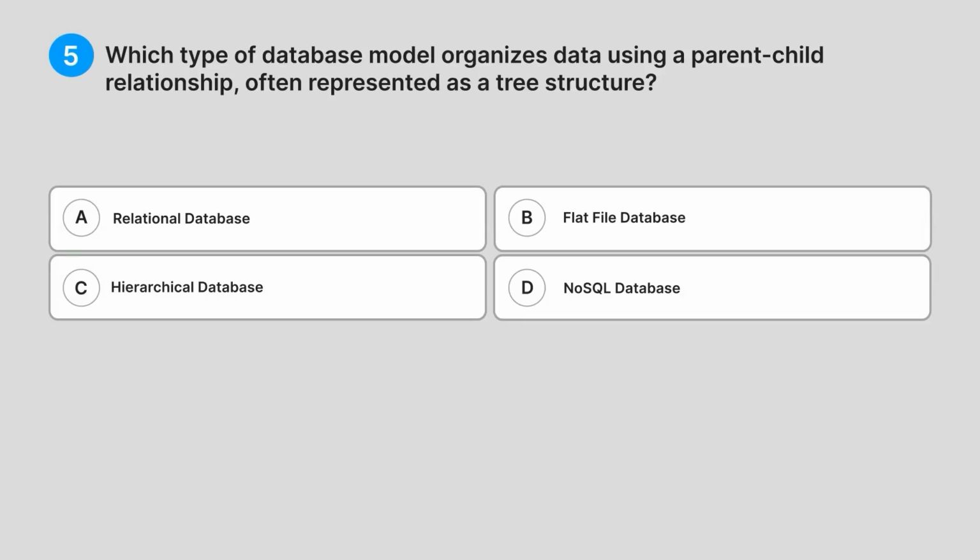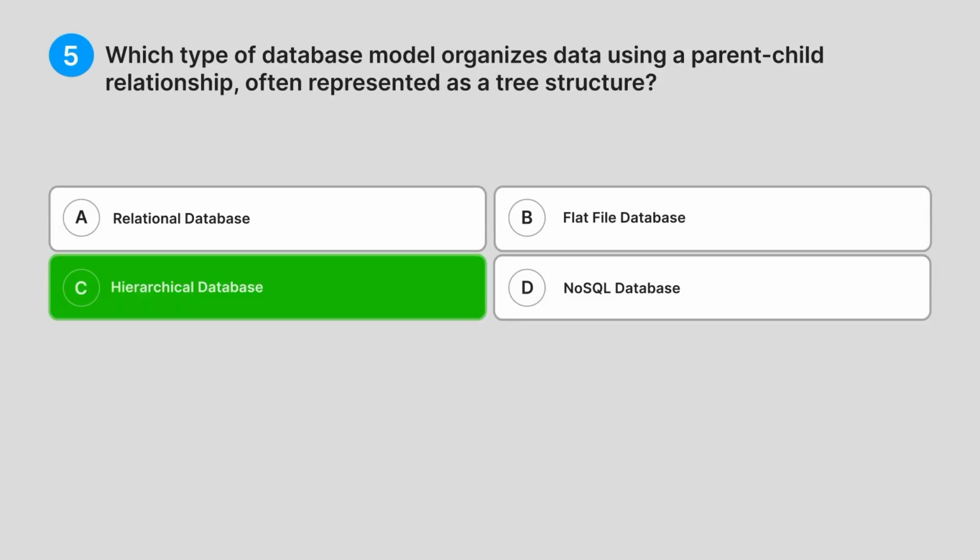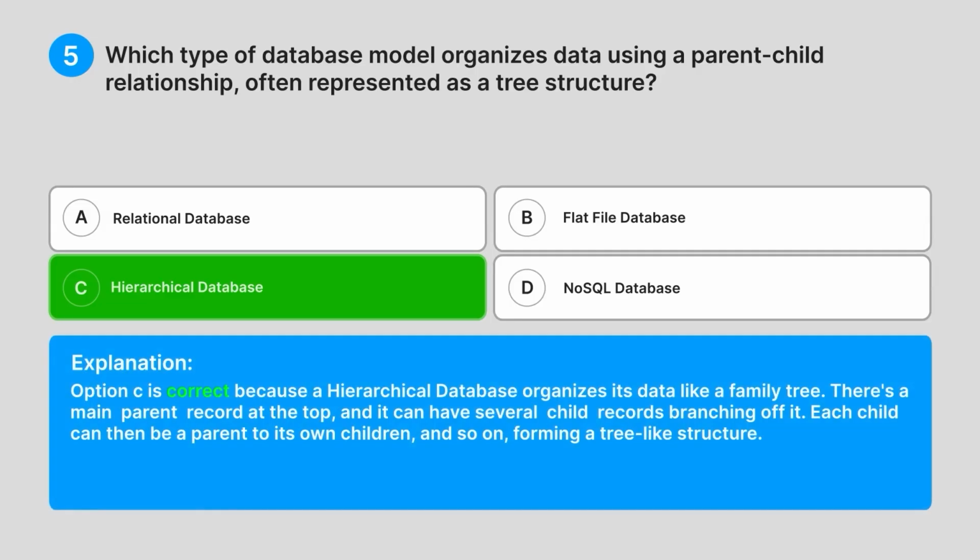Correct answer, C. Hierarchical database. Explanation. Option C is correct because a hierarchical database organizes its data like a family tree. There's a main parent record at the top, and it can have several child records branching off it. Each child can then be a parent to its own children, and so on, forming a tree-like structure.